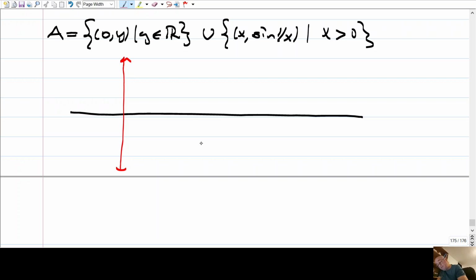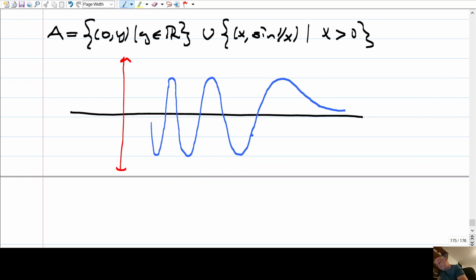Let me use a different color. As x gets larger and larger, 1 over x goes to 0, therefore sine will go to 0, but it is positive. So the graph gets asymptotically close to the x-axis, and as you approach toward the origin, you get a sine curve with increasing frequency. So it goes up and down faster and faster, so that it goes up and down infinitely many times. Okay, this is the object.